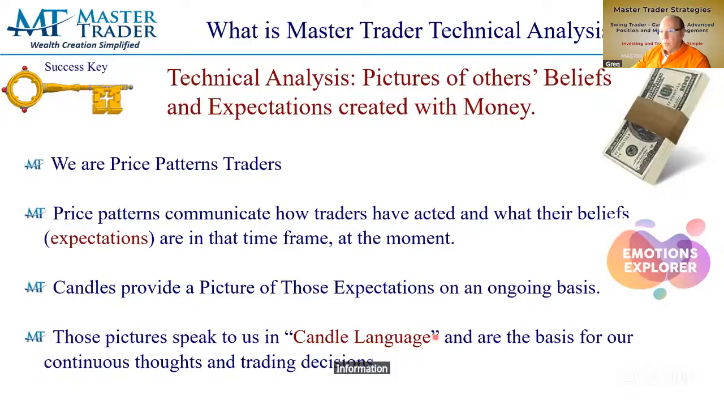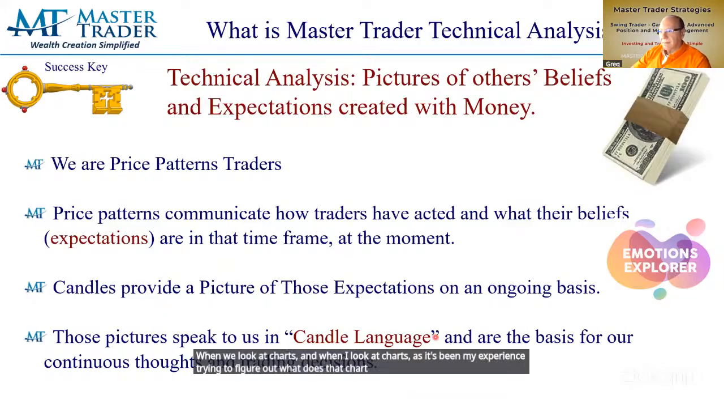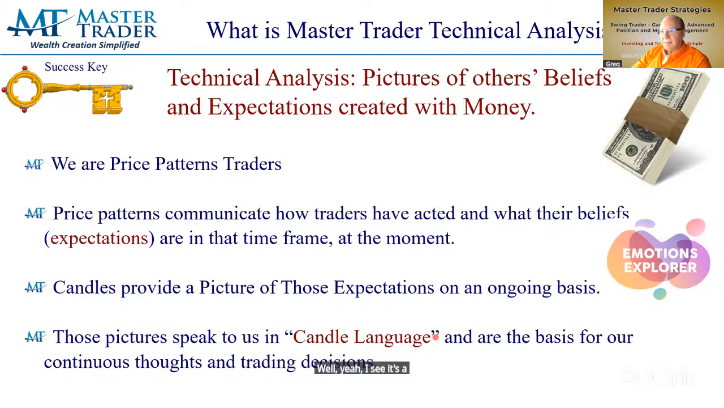Now, when we look at charts, this has been my experience trying to figure out, what does that chart mean? Well, yeah, I see it's a bar with a tail on it. Well, what happened within that bar with a tail? Is it just a matter of calling it a bottoming tail bar? Well, no, we look at it from the point of view of putting it in the context of what other traders believed. What did they experience?